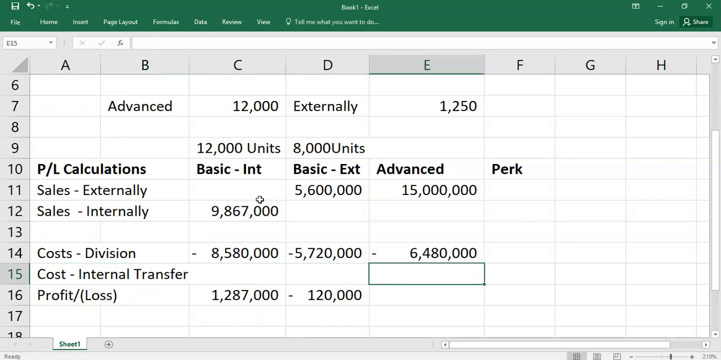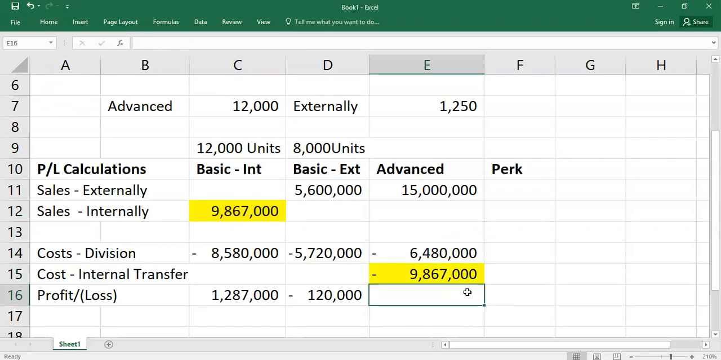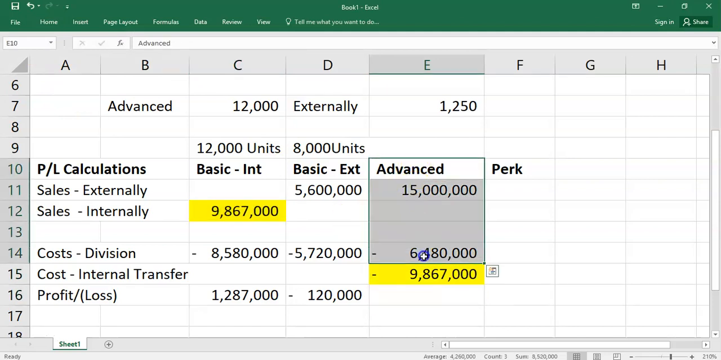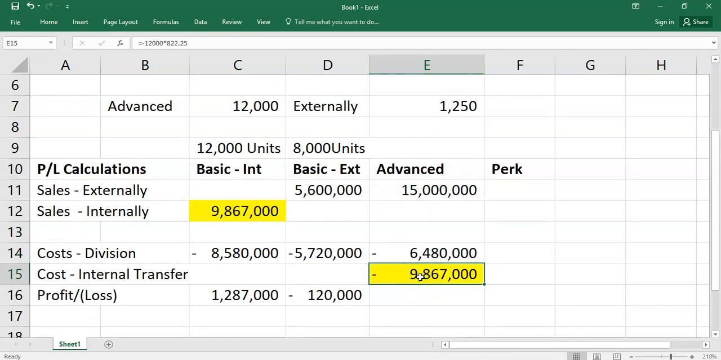So actually Advanced have another cost of 12,000 times 822.25. Because remember, what's revenue to the seller is a cost to the buyer. That's the key point about transfer pricing. You need to look at that. Advanced is paying 822.25. They buy it at 822.25 and they then convert it using another 540 per unit.